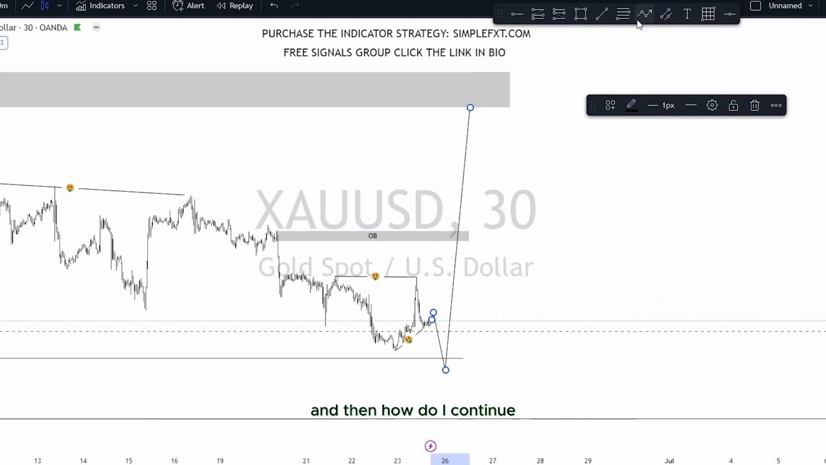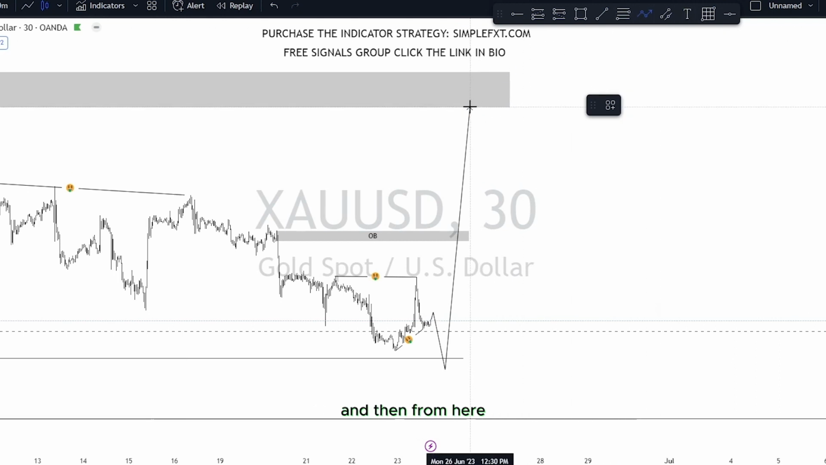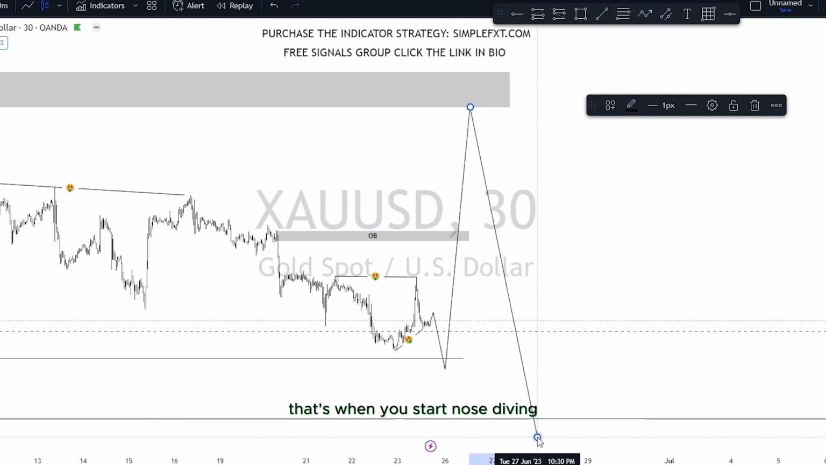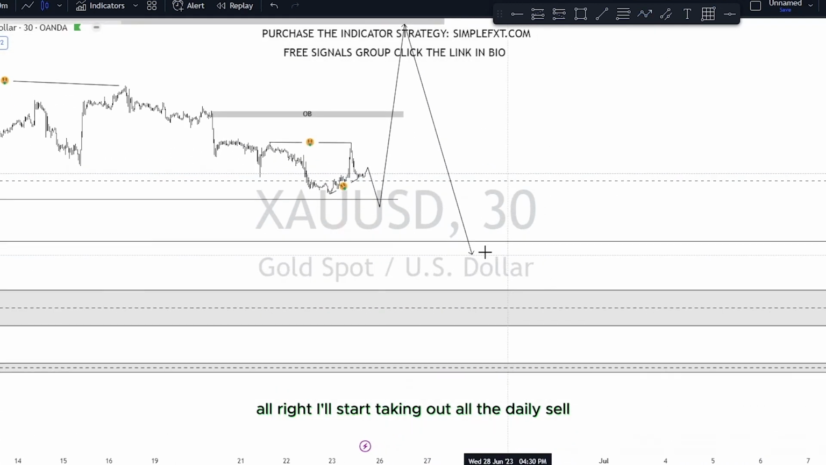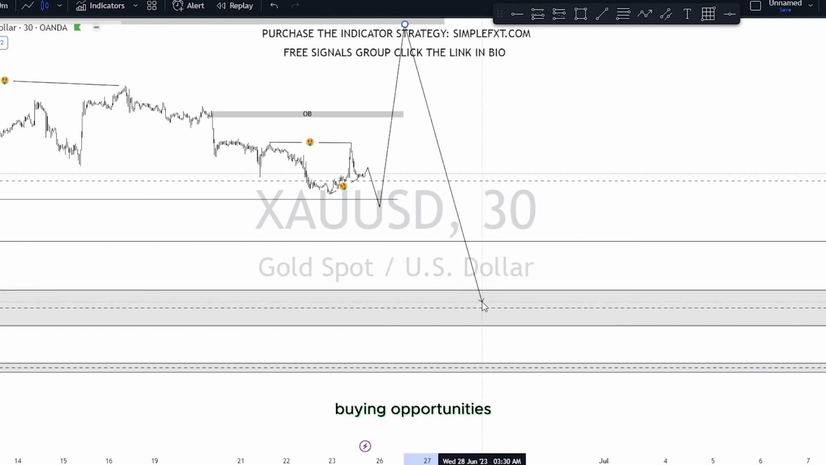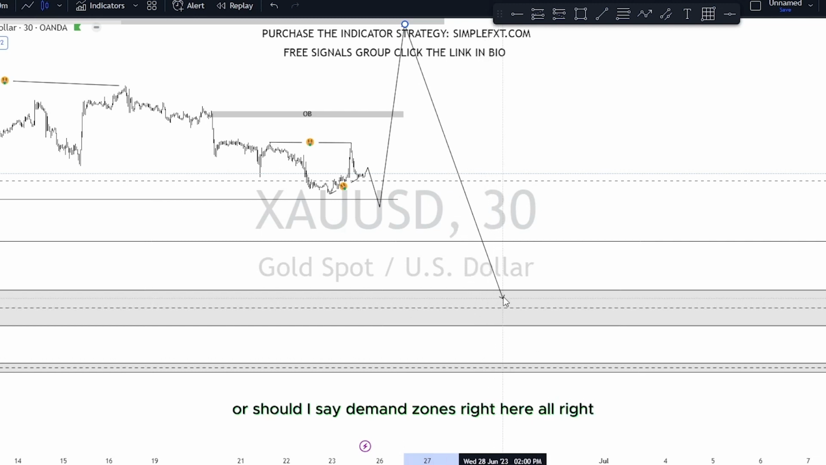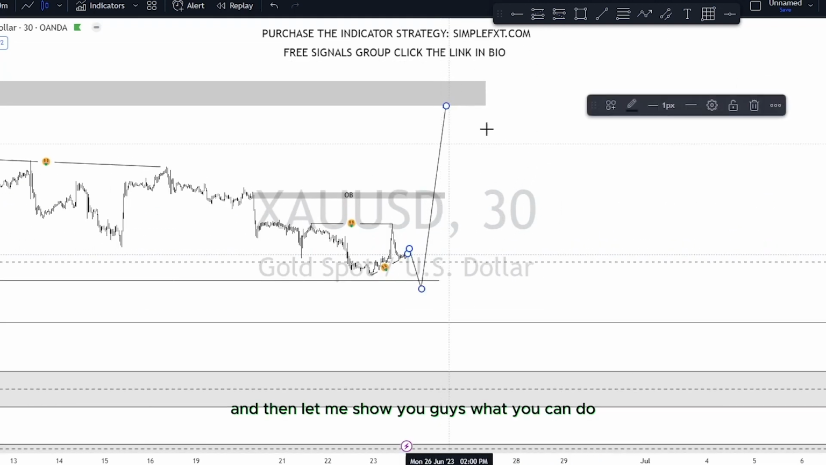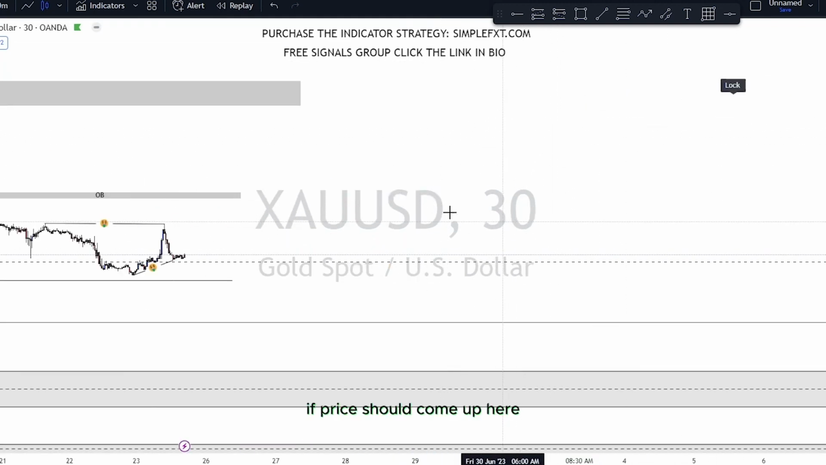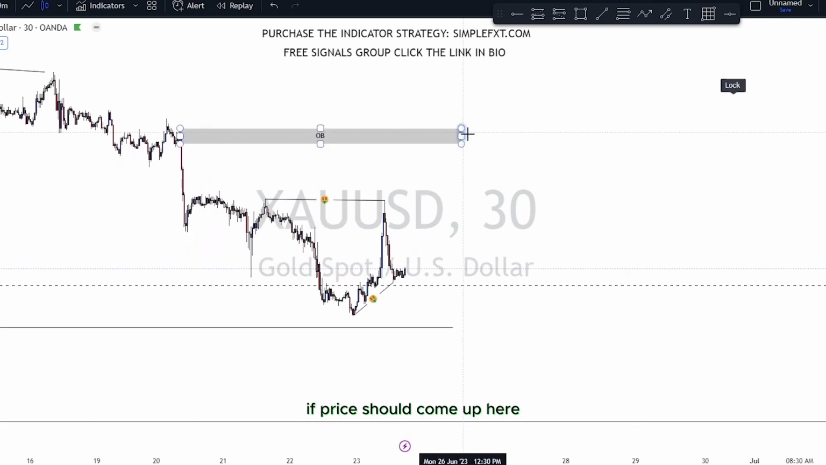And then how do I continue? From here, that's when you start nose diving. It'll start taking out all the daily sell side liquidity, and then goes into our buying opportunities, or should I say demand zones, right here. And then let me show you guys what you can do if price should come up here.